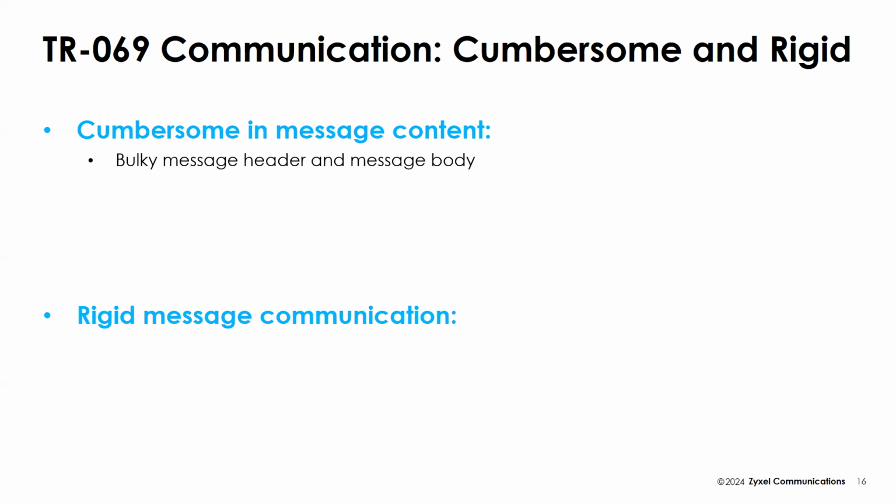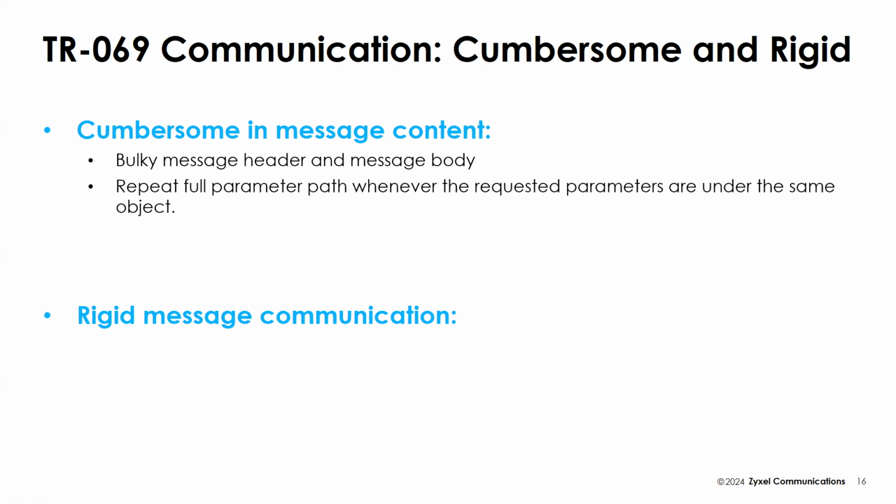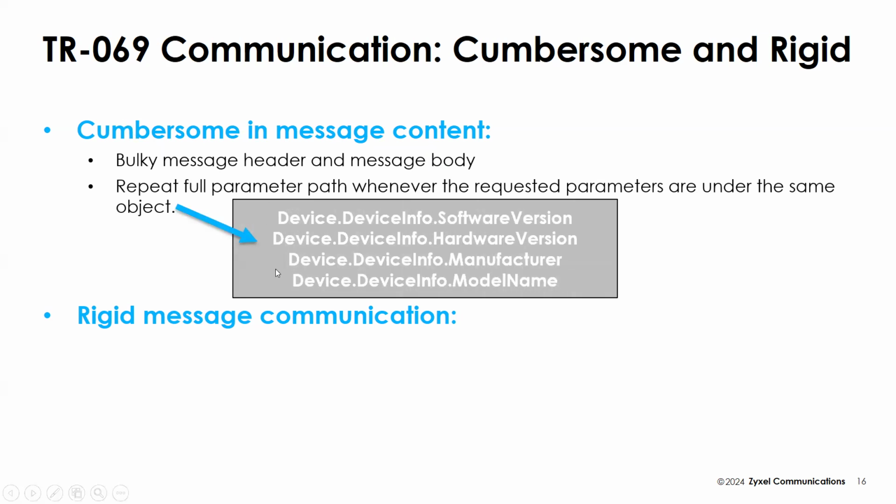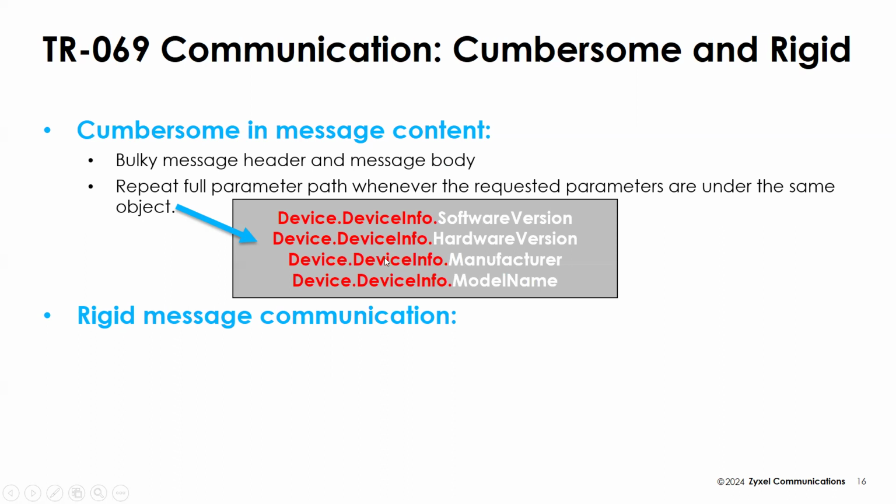Okay. And also TR69 needs to specify the full parameter path, even if there are several repeated objects like this. You will see that when we use TR69, we need to type in Device.Info 4 times in order to reach this full object. And this operation is quite unnecessary. So TR369 allows us not to type in this repeated object name here.